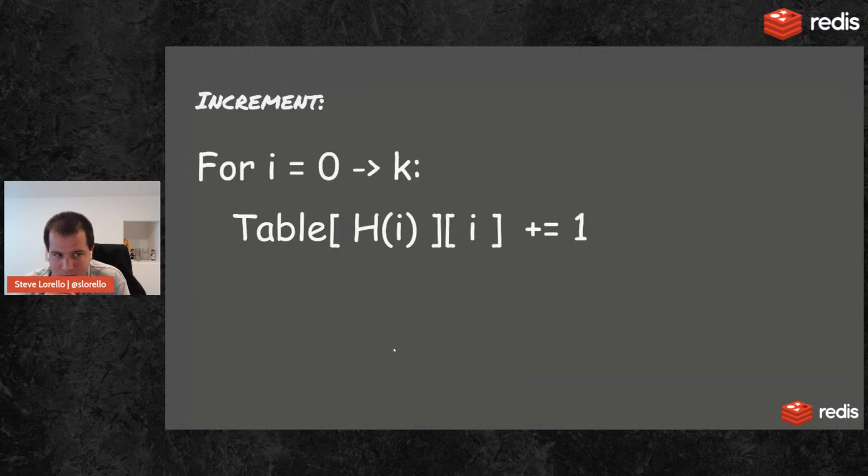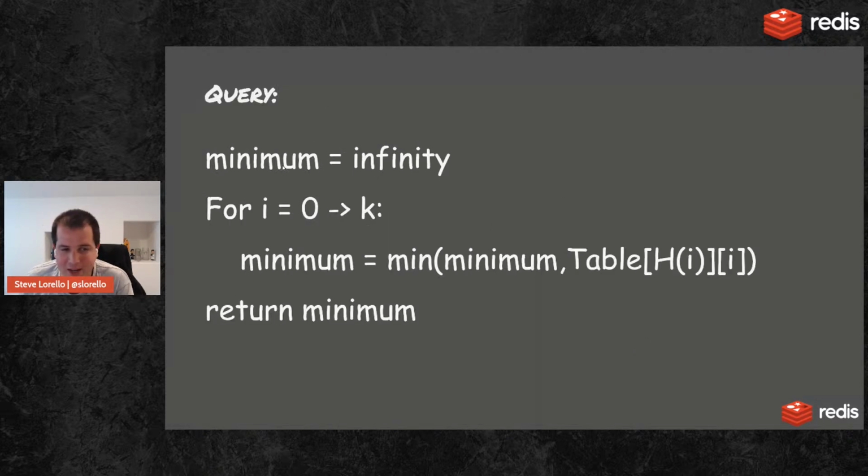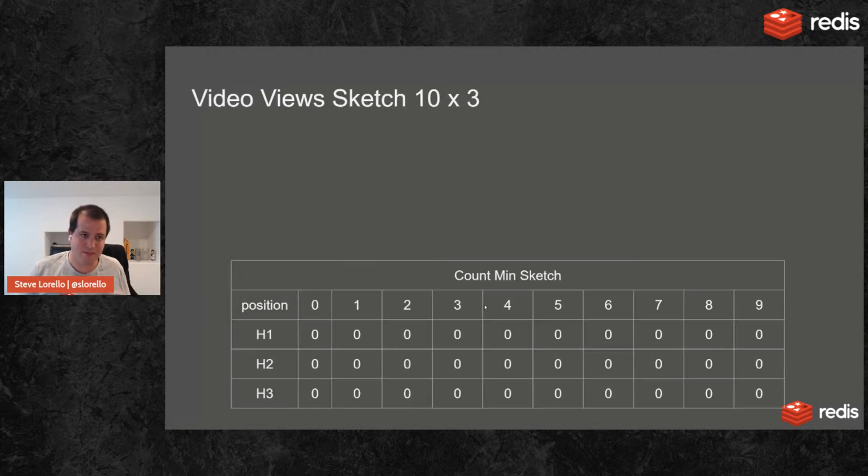So an increment operation in a Count-Min Sketch looks like this. Very similar to how the Bloom filter worked, but instead of setting the record to 1, you just increment it by 1. And the query in a Count-Min Sketch is similar-ish, but you go into each table record. So you look at each counter that's indexed by the hash, and you take the minimum over all of those records. And you just return the minimum. That's why it's called the Count-Min Sketch, because you're counting the minimum counter and returning that as the response.